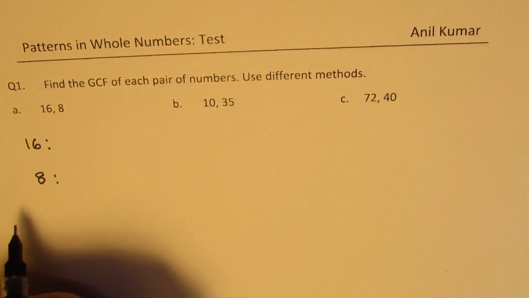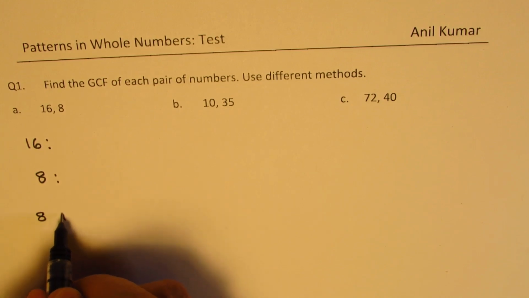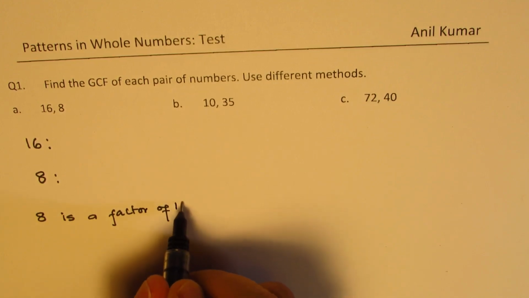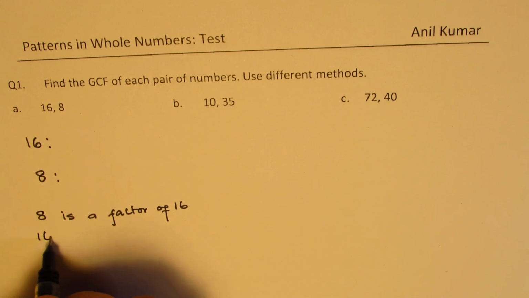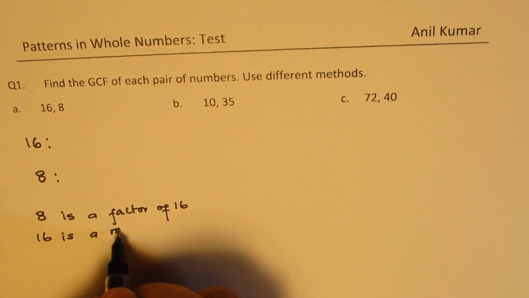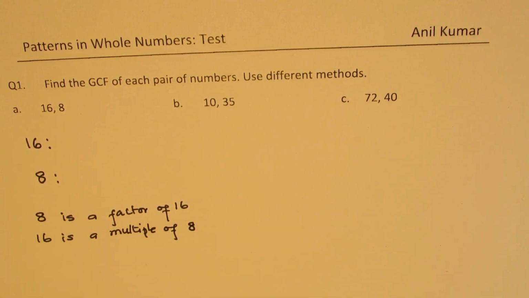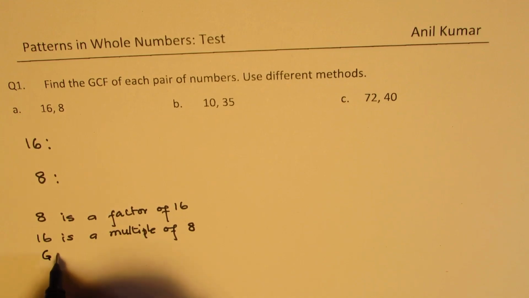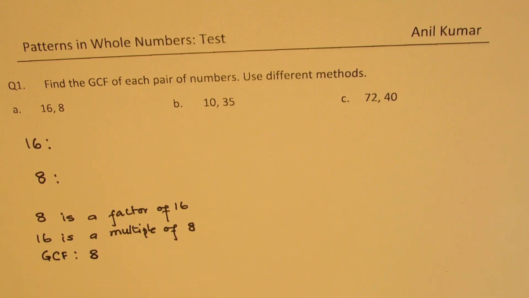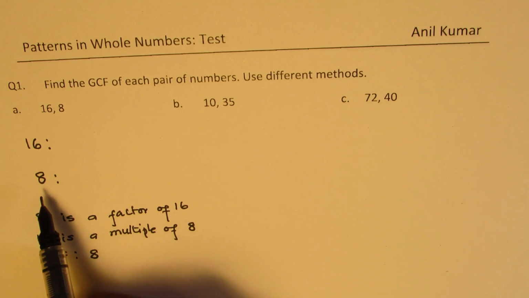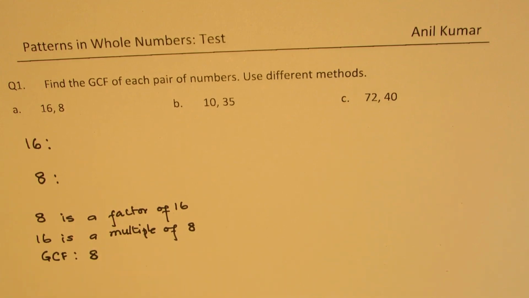What you notice, we know 8 is a factor of 16, all right? Or you can say 16 is a multiple of 8. So in this case, for sure, the greatest common factor should be what? It has to be 8, right? Greatest common factor. Factors are smaller numbers, right? So we have our answer 8, since 8 is a factor of 16 itself, right? So that is one way of doing it.